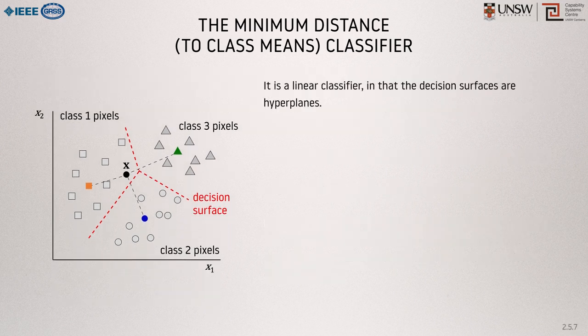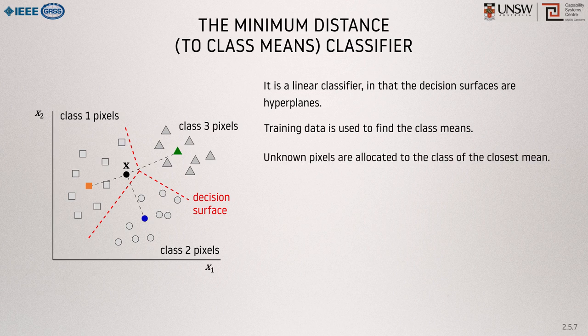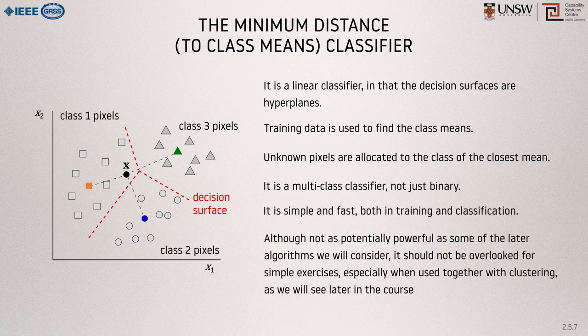So in summary, for the minimum distance classifier: 1. Training data is used to estimate the class means. Fewer pixels are needed compared with the maximum likelihood classifier, since no covariance matrix estimation is required. 2. Unknown pixels are allocated to or labelled as the class of the closest mean. 3. It is a multi-class technique. And 4. It is fast in both training and classification.